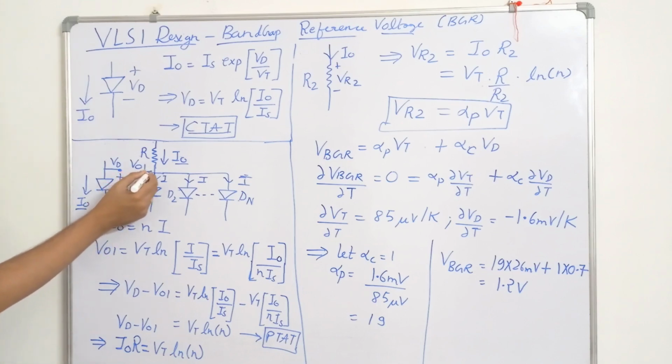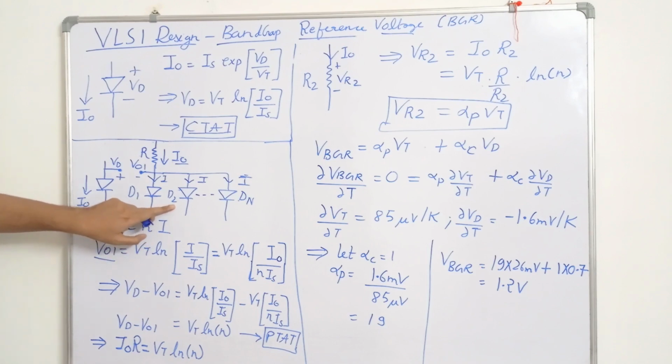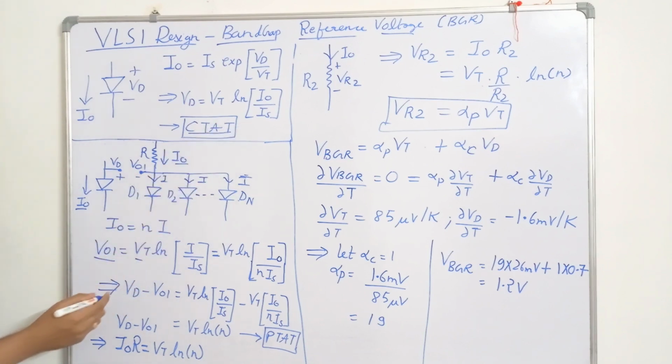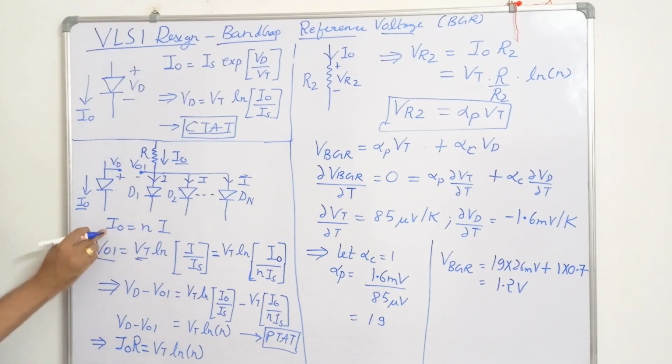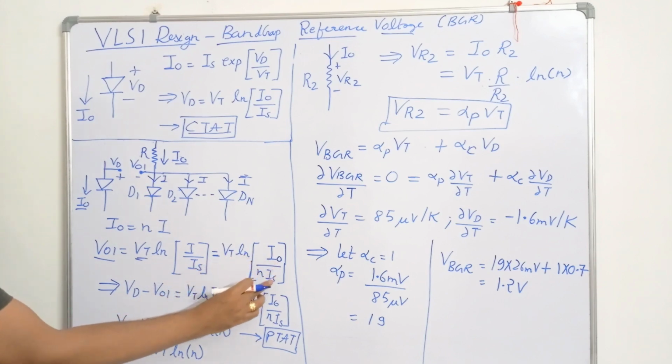This is voltage VO1. Obviously, in parallel the voltage is the same. Let's suppose the voltage across diode D1 is VO1. The voltage across diode D2 will also be VO1, and the voltage across diode Dn will also be VO1, because they are connected in parallel, and in parallel voltages are the same. Again by the same equation, VO1 equal to Vt natural logarithm of I upon Is, but I equal to I naught upon n. Substituting this, we get VO1 equal to Vt ln of IO upon nIs.